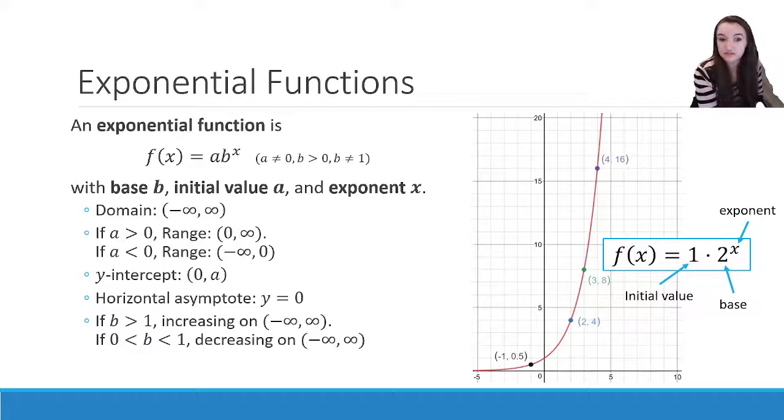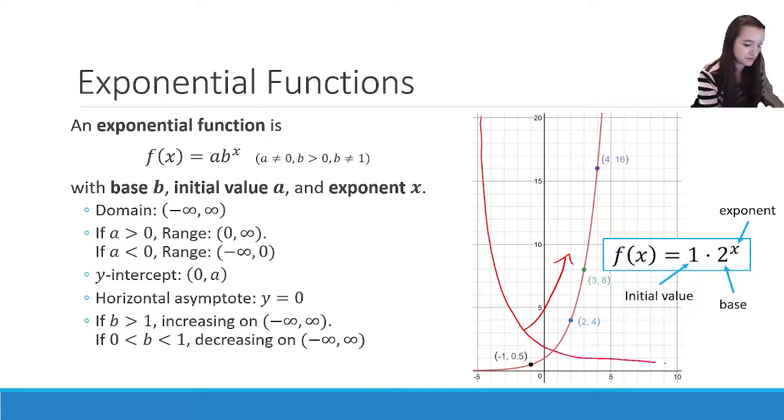If b is greater than 1, we have an increasing function. So here I have b, the base is 2, so it's an increasing function. But if b is between 0 and 1, we will actually have a decreasing function, because essentially it will look like the opposite situation, where it'll look something like this.